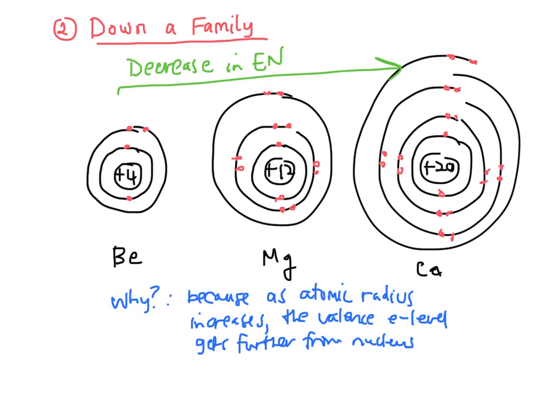So again, as you get a larger atomic radius, the valence energy level just ends up further from the nucleus, and so the atoms become less able to attract electrons, either their own or someone else's. So the trend in electronegativity as you go down a family is that you get a decrease as you go from the top of a family to the bottom.